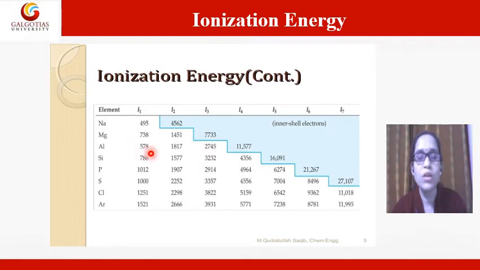Similarly, we see here for aluminum, the fourth ionization energy is very high. For silicon, the fifth ionization energy is very high. Like this, when we consider chlorine, you see the last electron, the seventh, is very high, as there are 7 electrons in the valence shell. So you see that successive ionization energy increases.